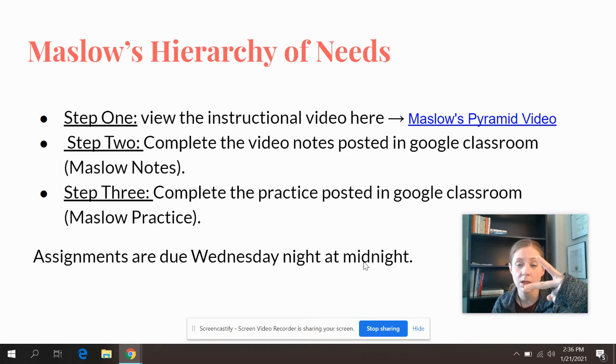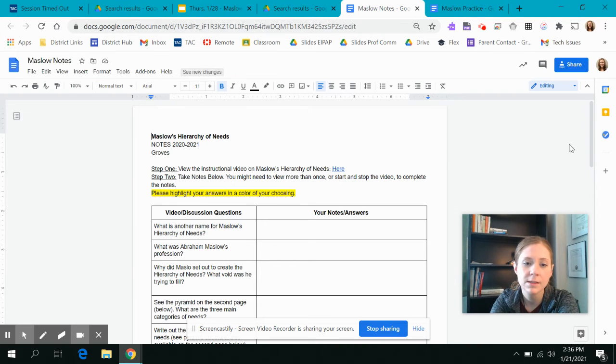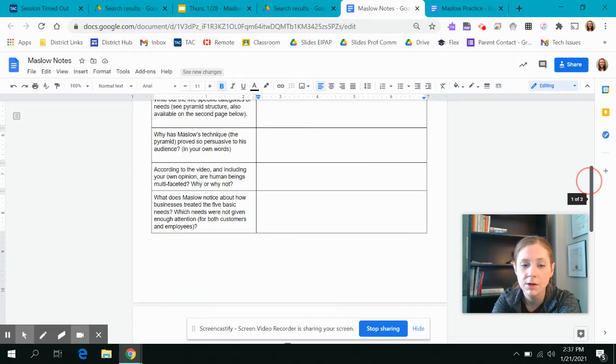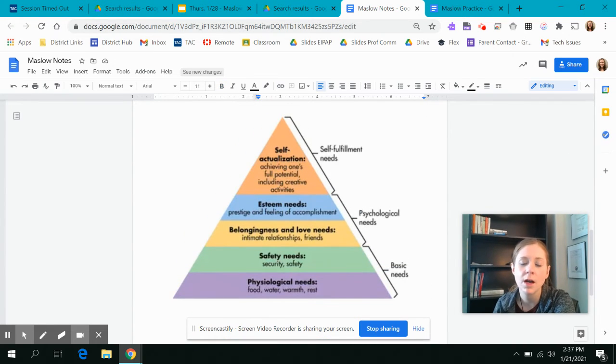So there are 2 documents that you are turning in underneath the same lesson. Let's exit out. Your notes are going to look like this. As you're watching the video, it's going to give you information that matches these questions, and you're going to provide the answers on the right-hand side of the notes, just like we normally do. You're going to highlight your answers. And when you scroll down, I gave you a picture of what the hierarchy of needs looks like, and this should help you as you're referring back to it.